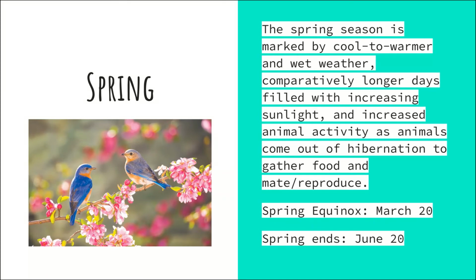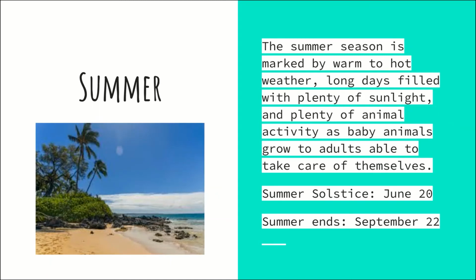And so spring is also when daylight savings time begins, because the days are getting longer. The spring equinox, or the first day of spring, occurs on March 20th, and spring officially ends on June 20th, which is the first day of summer. And this is what California is really known for, right? It's our summer. So the summer season, as you all well know, is marked by warm to hot weather, long days filled with plenty of sunlight, and plenty of animal activity as baby animals grow into adults able to take care of themselves. So the summer solstice is June 20th. That's the first day of summer for us in the Northern Hemisphere. And then summer ends on September 22nd.